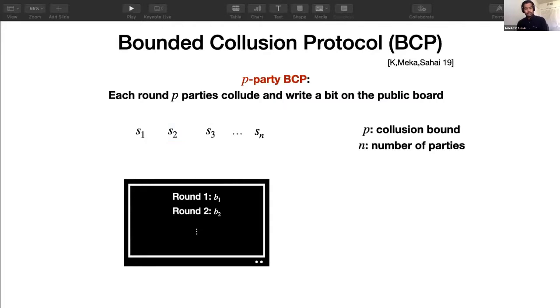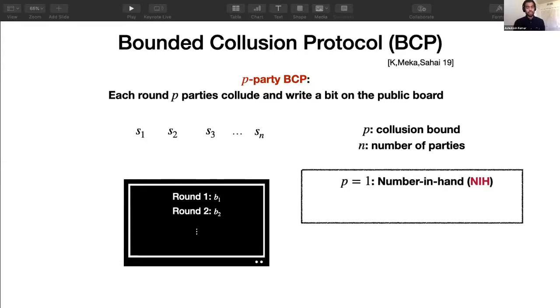And this is a very natural communication model to study because it generalizes the models that have been studied in the literature. In case there is no collusion, when P equals 1, this has been studied under the name of number-in-hand protocols. At the other extreme are number-on-forehead protocols, which are very fascinating: there are n parties sitting in a circle, and there's a number written on the forehead of each party. Any party can't see his own forehead, but he can see the n-1 other foreheads. So when he is speaking, it is as if the n-1 parties are colluding and speaking. So an (n-1)-party BCP is exactly equal to an n-party NOF.